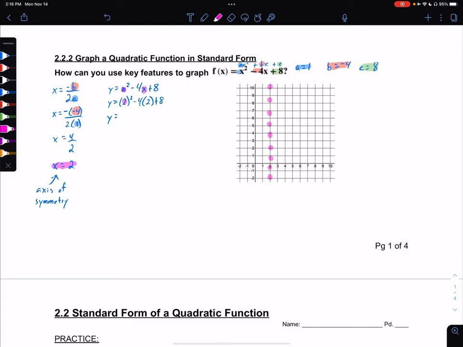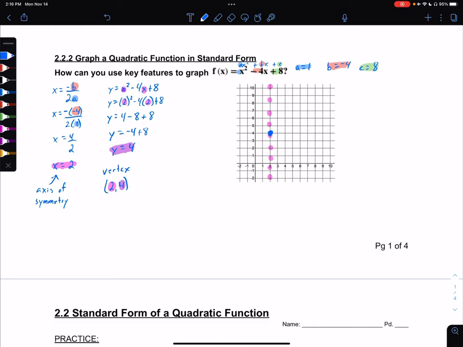So x will be equal to 2. We get 4 minus 8 plus 8. We get -4 plus 8, and y would be equal to 4. So that y being equal to 4 gives me the y-coordinate of my vertex. So my vertex is (2, 4). And what I do is I plot that. I'm going to go to (2, 4) and plot my vertex.